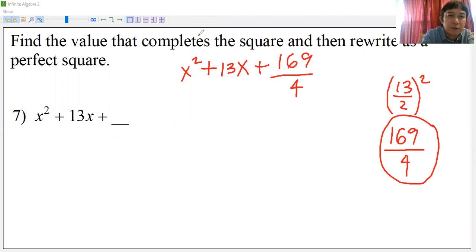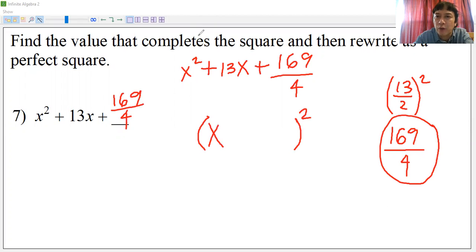That means this is 169 over 4. Now, how about the perfect square? This will now be like that. Square root of x squared, x. Square root of 169 over 4. Take note of the number before you have the 169 over 4. That's 13 over 2. That's the square root of this. And the sign of the middle is the sign of the 13 in the original problem.